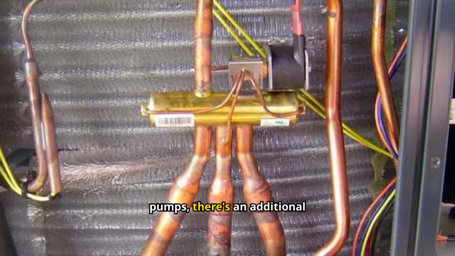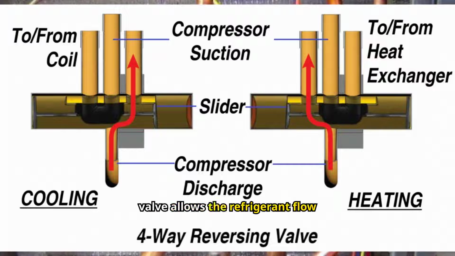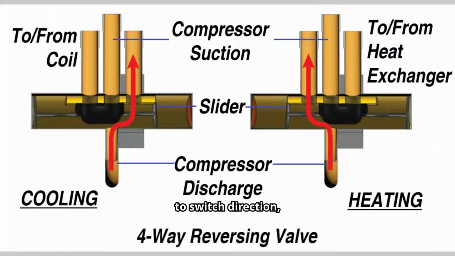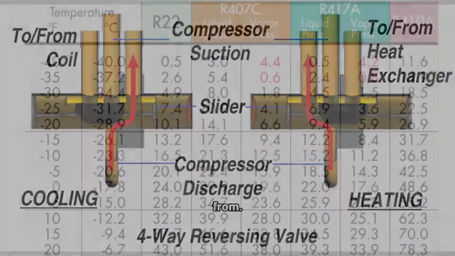For heat pumps, there's an additional component known as the reversing valve. This valve allows the refrigerant flow to switch direction, effectively reversing the heat exchange process, pulling heat from where we used to send it, and sending heat to where we used to pull it from.